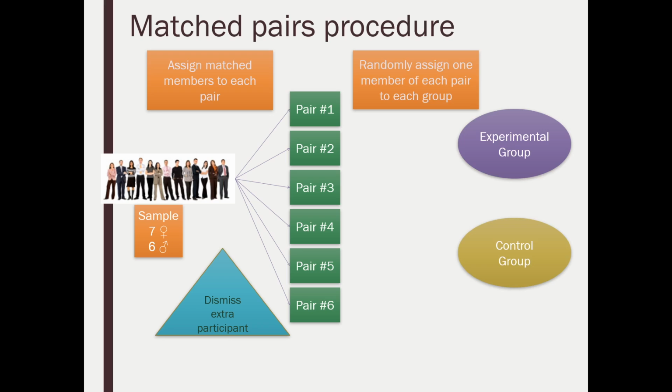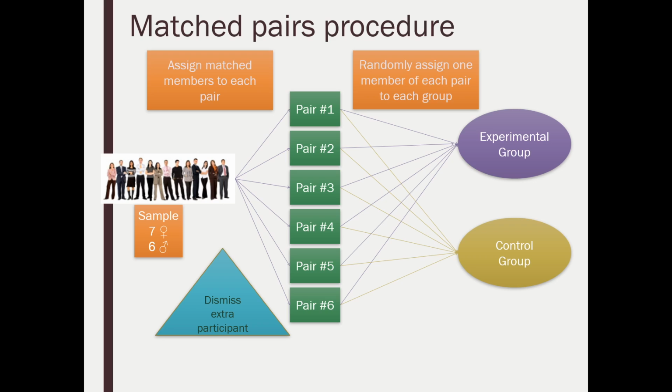Then we're going to randomly assign one member of each pair to each group. So, one member of each pair is going to go into the control group. One member of each pair is going to go into the experimental group. And so we'll end up with equal numbers of men and women in the experimental and in the control group. So we've ensured that our groups are fundamentally the same. But we did it using that randomization, right?